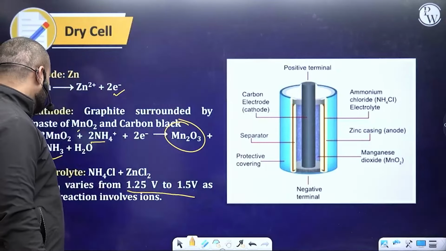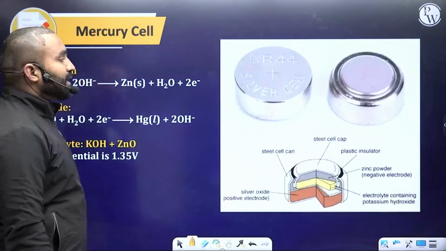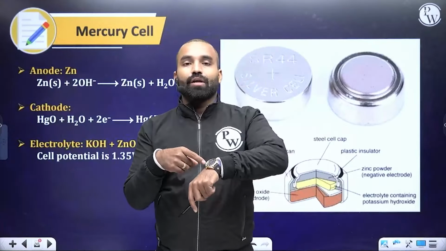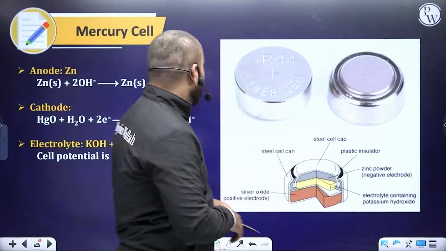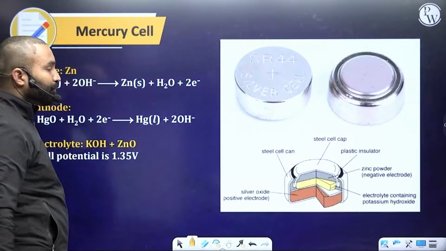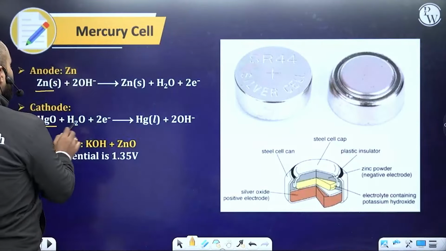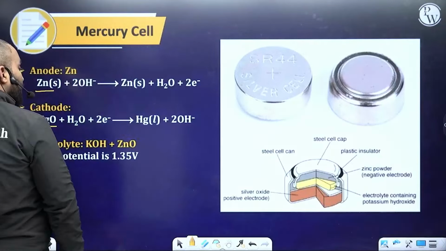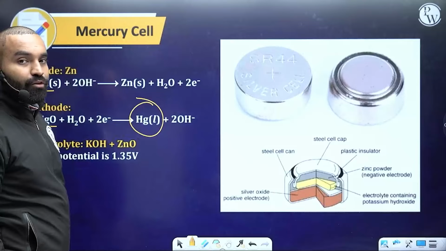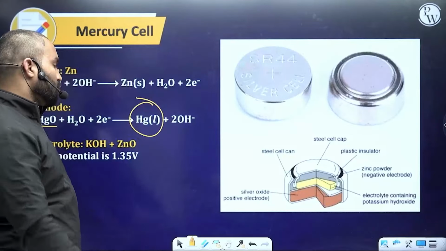Okay, next. In mercury cell, which are button cells, used in wrist watches, they actually have anode again of zinc. The cathode is made up of mercuric oxide, and the product formed is mercury in the liquid form. Dangerous, yes, but it's okay to use.